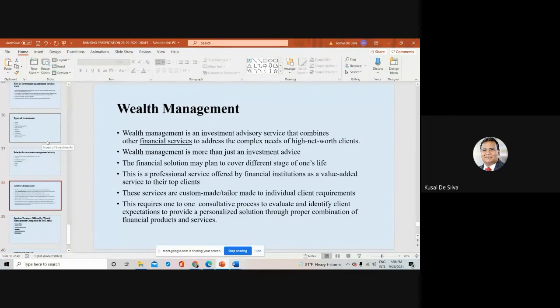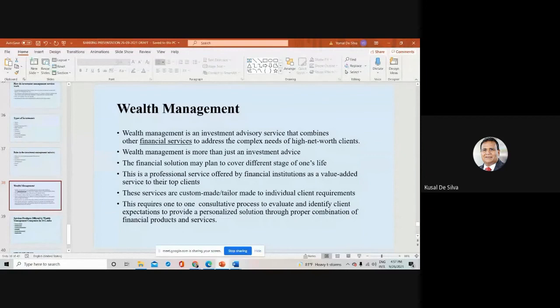Management is only part of wealth management. This is the explanation. Wealth management is an investment advisory service that combines financial services to address complex needs of high net worth clients. Complex needs, very, very important. They have multiple different complex needs, so they need to manage that.